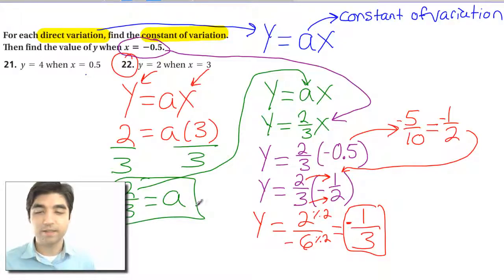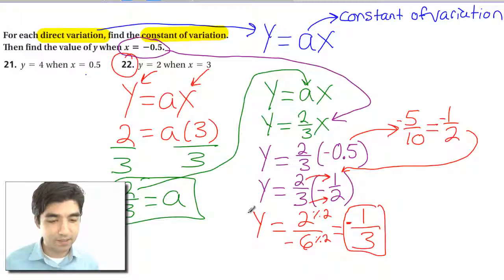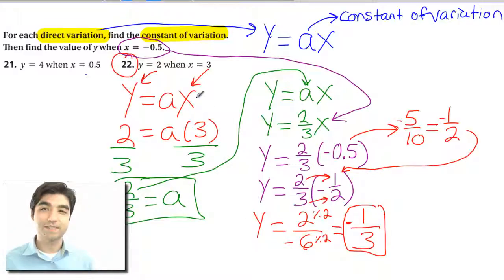So this has two answers. 2/3 equals our constant of variation, which is a, and then we plug that back in and we have y equals negative 1/3. So those are the answers for these direct variation questions. If you have any questions, ask me, ask a friend, look in the book, and let's go on to problems 23 to 26.